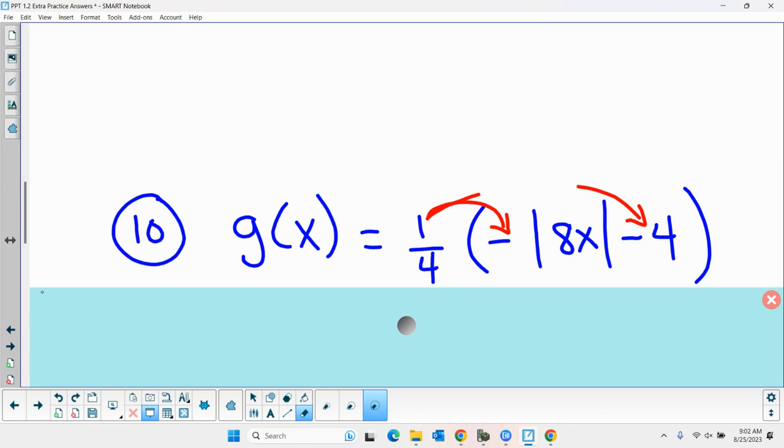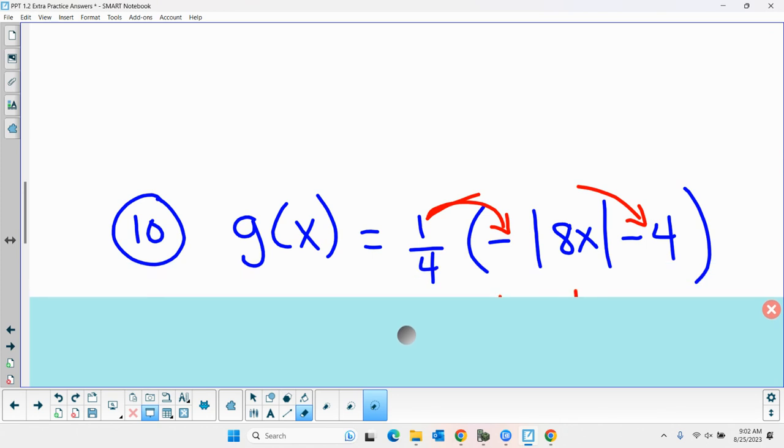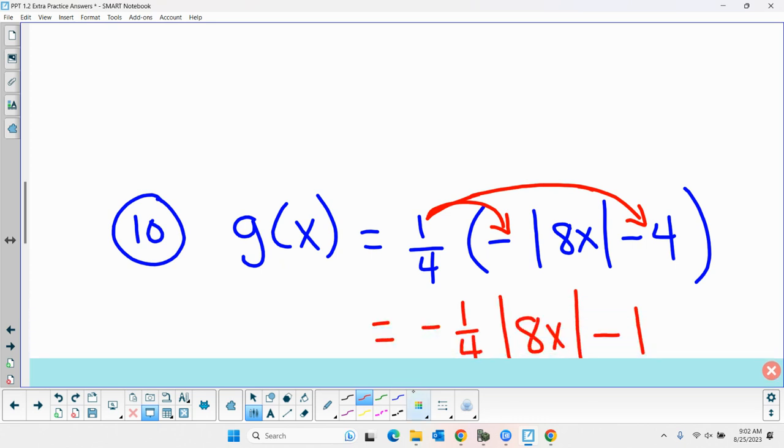Okay, number 10. It's a vertical shrink by a factor of 1/4. So again, you can multiply the whole thing by 1/4. So I put parentheses around the whole thing and then distributed the 1/4. So it's -1/4, absolute value of 8x, and then 1/4 times -4.